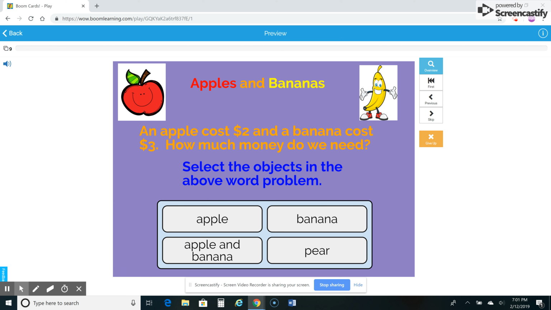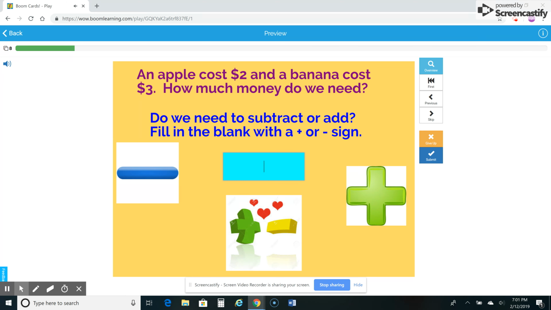Our next slide has a word problem with a selection where we can choose an answer. So we have an apple costs $2 and a banana costs $3. How much money do we need? So we're going to select the objects in the above word problem. We have apples and bananas, and it gave us a correct answer.